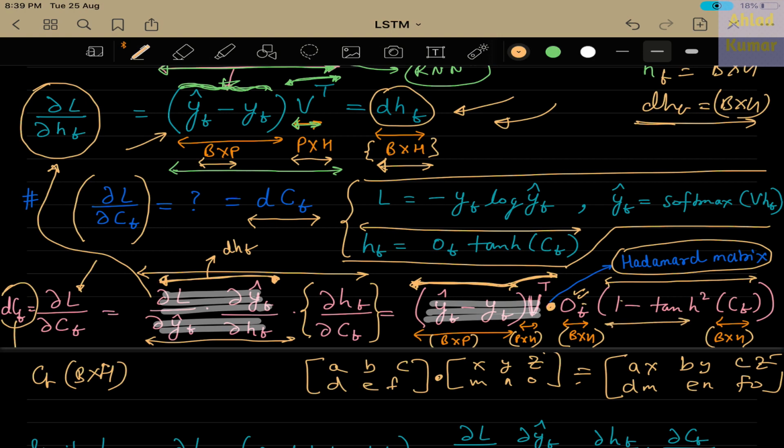So the two matrices, one is this matrix and another one is this matrix, both of them have a dimension of B cross H, and they can be multiplied only when you have a Hadamard multiplication in between. Then only it is possible. So for that case, you have dCT as this expression which is given over here.